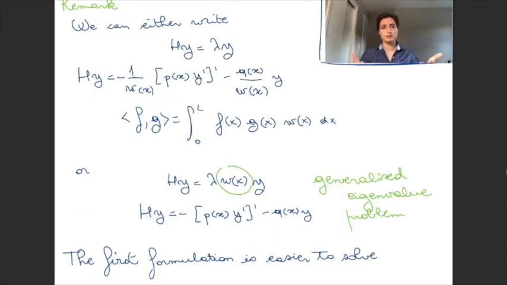So we can either define H as 1 over w(x) times what we had before, and the inner product as the integral of the product of f, g, and w. And in this case, we have a standard eigenvalue problem to solve, that is Hy equals lambda y. Or we can define H as we did last week, but then we have to deal with the fact that our eigenvalue problem is generalized. That means that we have to look at Hy equals lambda w y. And usually it's very hard to solve things in this form.